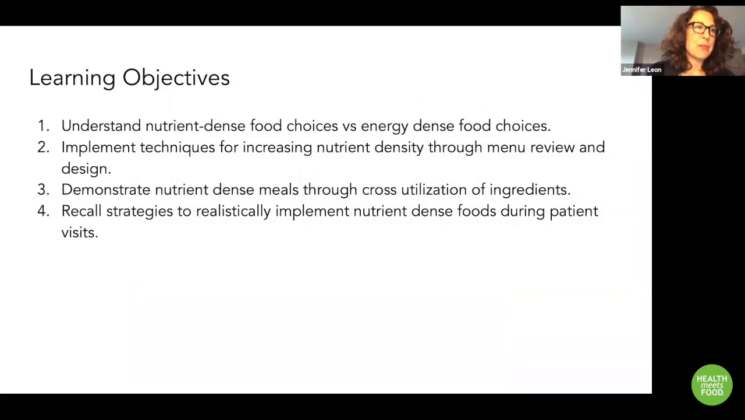So we will do this by providing techniques, tips, and tricks to help you and your patients transition from a lower nutrient dense to a higher nutrient dense dietary pattern. To make it practical for our busy lives, Allie and I will explain and demonstrate how to cross-utilize meal components and to increase nutrient density while reducing preparation and cooking time through your week.